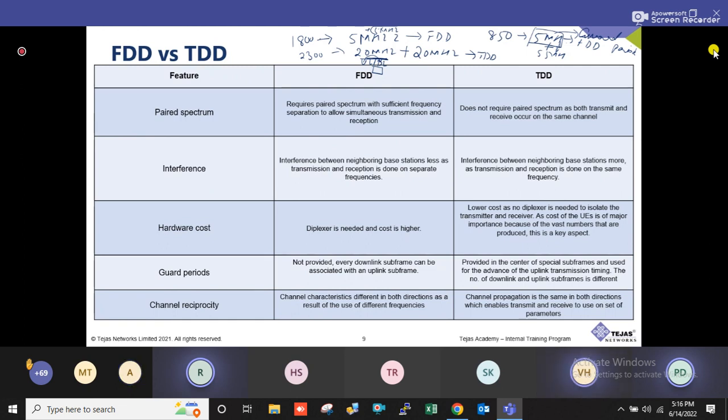How we are doing that configuration, I'll come to that when we move towards TDD, because the guard period concept is only in TDD, not in FDD. That's what it mentions here. There is no guard period in FDD, but in TDD we have a guard period. Why we do this, I'll come to when you look at the frame structure of TDD, because the frame structure of TDD is different from the frame structure of FDD. Okay.